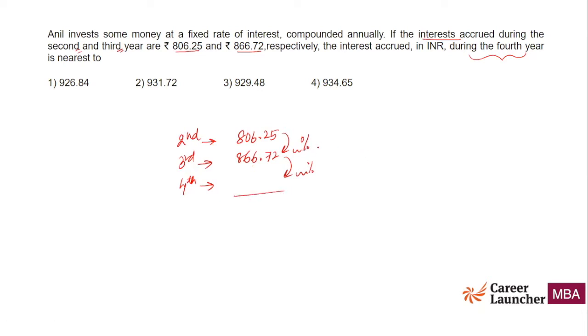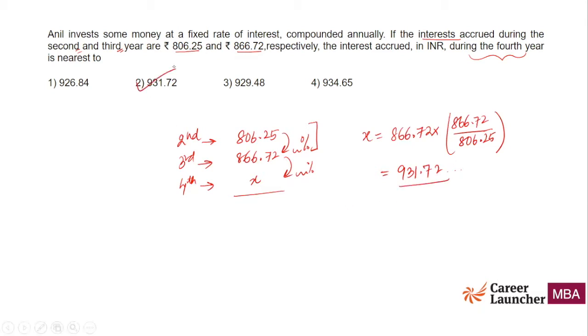So the calculation that you have to do in order to figure it out is, suppose this value is X, then this X should be 866.72 into the percentage increase that we are going to have. And that percentage increase we will get from the first pair as 866.72 upon 806.25. So since we have the on-screen calculator, we can calculate this. And this gave us the answer 931.72. And there were more digits, but the closest option you can get is second.